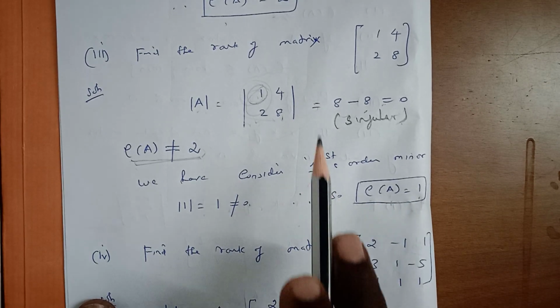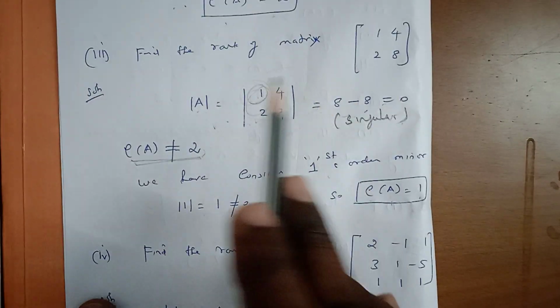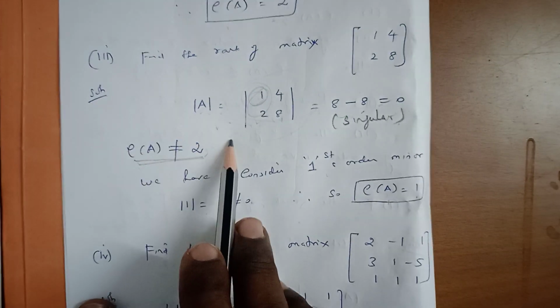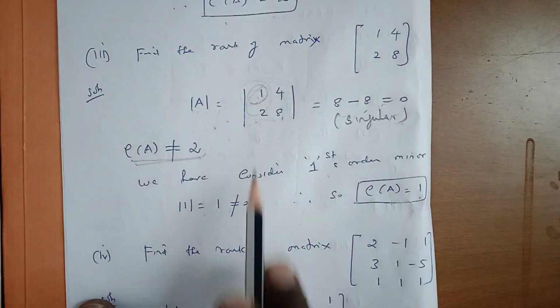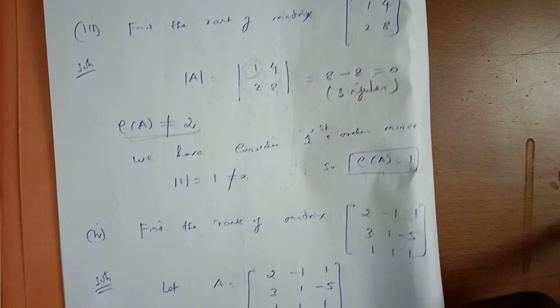So if the problem is non-singular, the rank value is 2. Singular means the rank is not equal to 2, so we consider one of the minors of this determinant which is not equal to 0. Rank value is 1. Next sum.